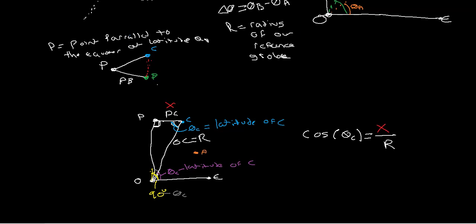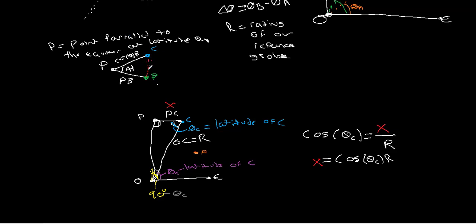Rearranging this equation, we've done this before, the length that we're looking for is going to be equal to cosine of theta C times R. Okay, so now we can go back here, and we can label the length of this thing to be cosine theta C R. And then we know that this angle is going to be delta lambda. We already discussed that in the previous video where we set up some of these triangles.